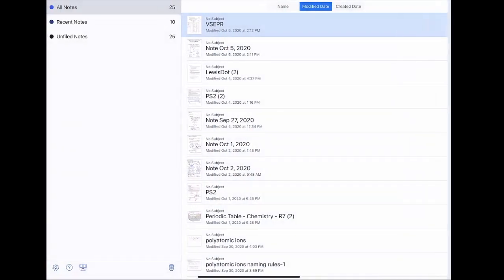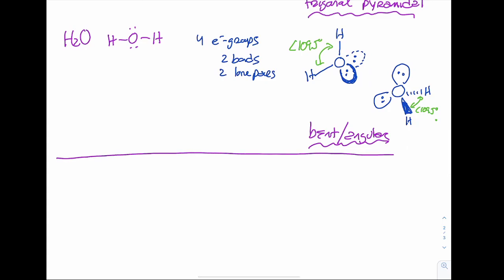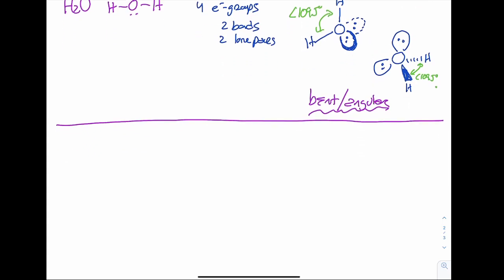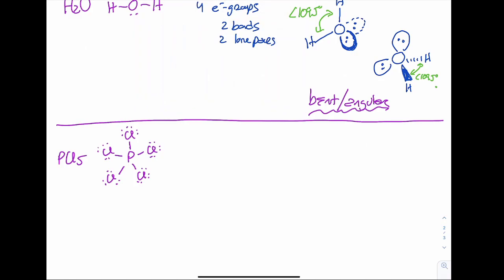So let's go back to the other sheet. And we're going to use PCl5 as our example. And again, please practice drawing the Lewis structures for these. What I got is phosphorus in the middle, and then I have a bond to 5 chlorines, and then all of those chlorines will have 3 lone pairs on them. I don't have any lone pairs on phosphorus. So this is going to have 5 electron groups, right? I have 5 single bonds to phosphorus.